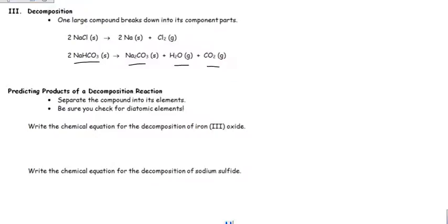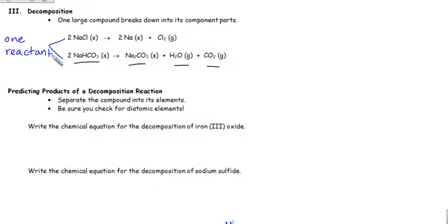The key with a decomposition is that there's only one reactant. With a synthesis, we formed one product, and now again, this is the reverse. So we'll start with one reactant.